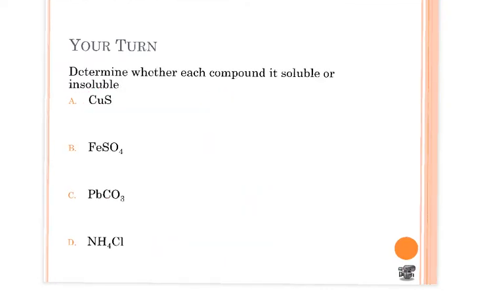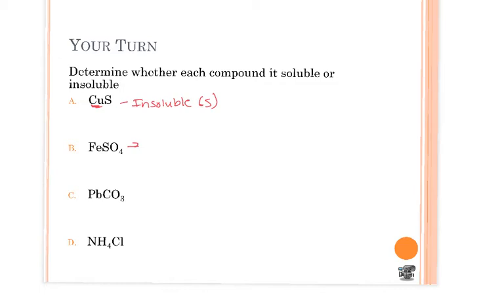Okay, go ahead and give this a try to practice using the tables, and then replay the video to see if you got the correct answer. Determine whether each compound is soluble or insoluble. Okay, we have copper sulfide, and our sulfide ion is in our insoluble table, so it's generally insoluble. It has some exceptions, but copper is not one of them. So this is going to be insoluble, and it's going to be in the solid state.